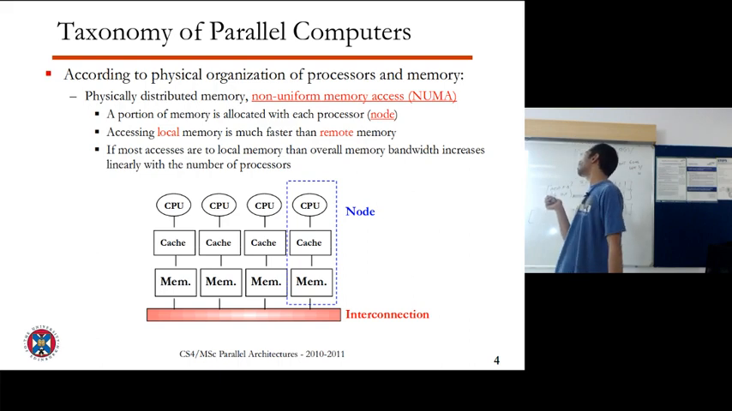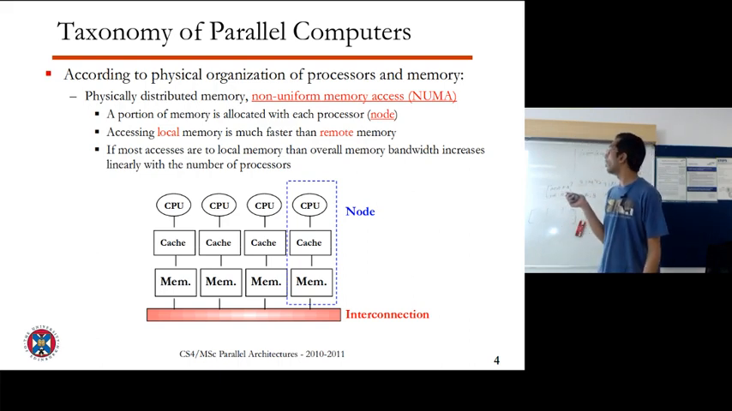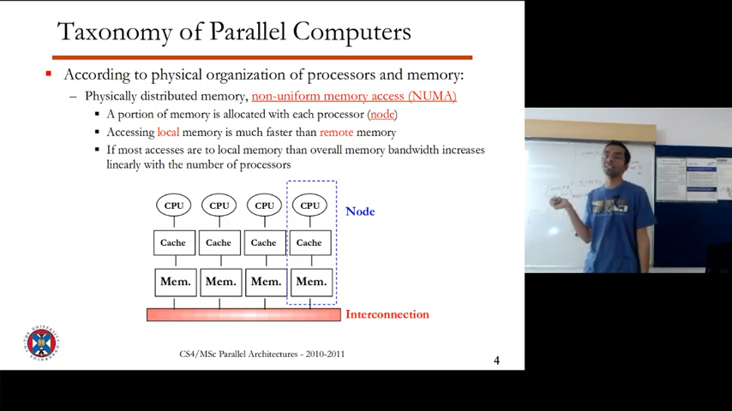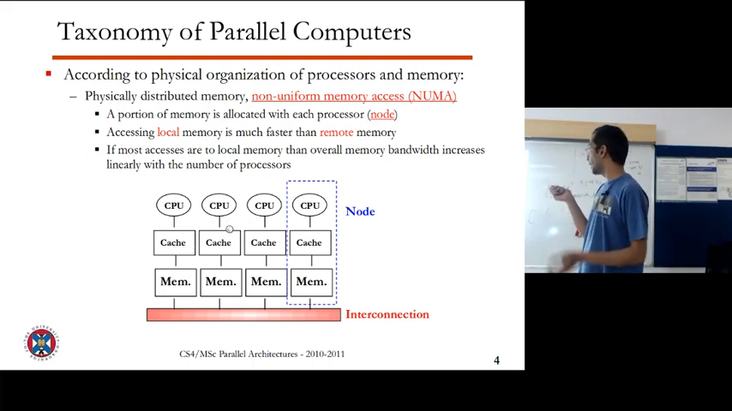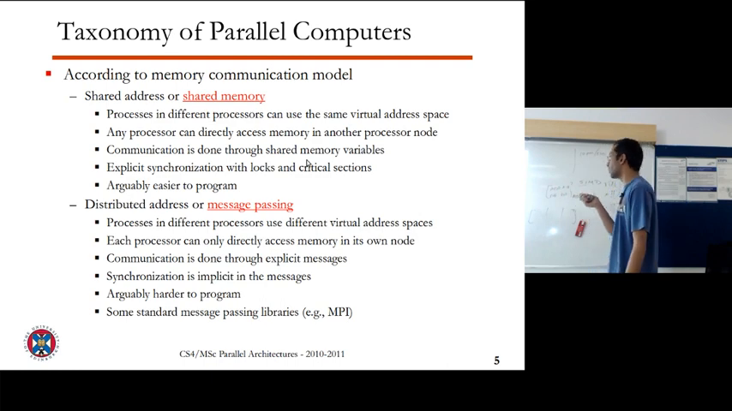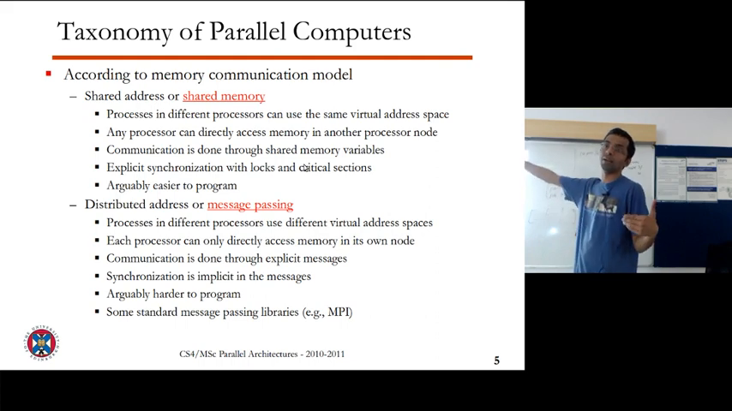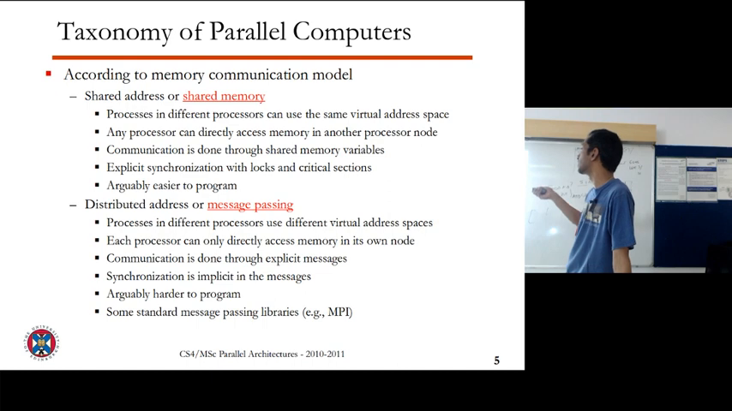Another thing is that you can classify parallel computers based upon the architecture of your communication model as well. What I mean by this is, you have different memories, but how is your memory shared? Do you share your address space, or do you have separate addressing for each of them? One is shared address or shared memory, in which case processes in different processors can use the same virtual address space, and any process can directly access memory in another processor node. For example, I can have variable A which is used in multiple different nodes as well. I'll show an example of this. Communication is done through the shared variables, with explicit synchronization using locks and critical sections. It's much easier to program. You don't have to do any extra complication. I'll show an example, then it will be obvious.